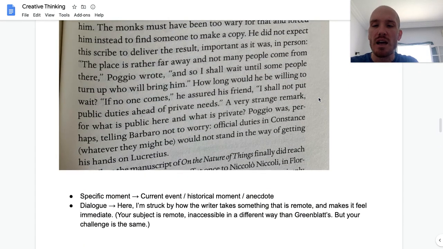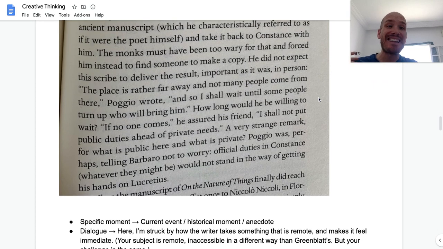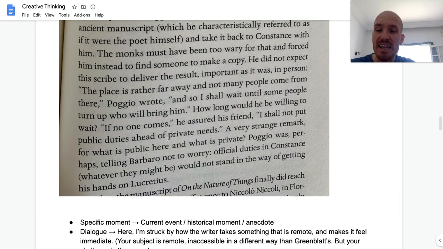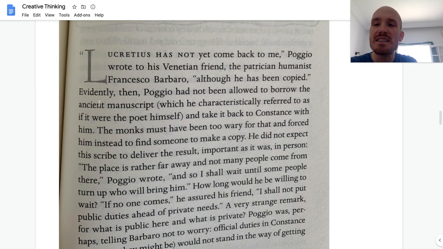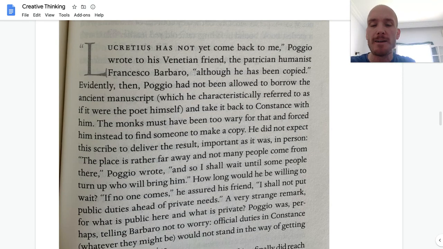Okay, so what do I notice here? I notice that again, this writer is beginning in a specific moment, right? Whereas in the first example, we had a current event. Here we have a kind of historical moment. And you'll notice that this actually begins with a quote, right? A quote that this writer, Greenblatt, came across in his research because it was written by this guy Poggio a long time ago in the ancient world, ancient Rome, I think, if I remember correctly.